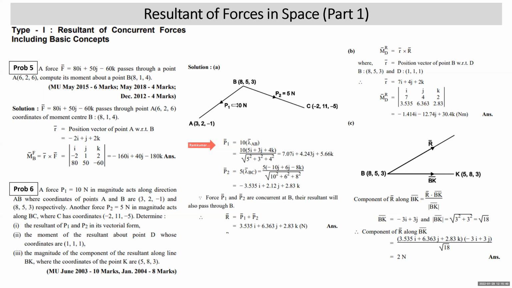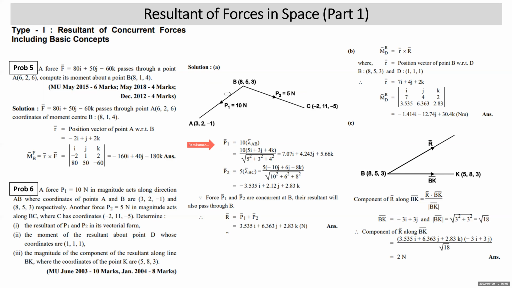All right. So the coordinates of point A are 3, 2, minus 1. Coordinates of point B are 8, 5, 3, and coordinates of point C are minus 2, 11, minus 5. P2 magnitude is 5 Newton, P1 is 10 Newton. All right, now we write the force in vectorial form. P1 bar is equal to 10 into lambda AB.